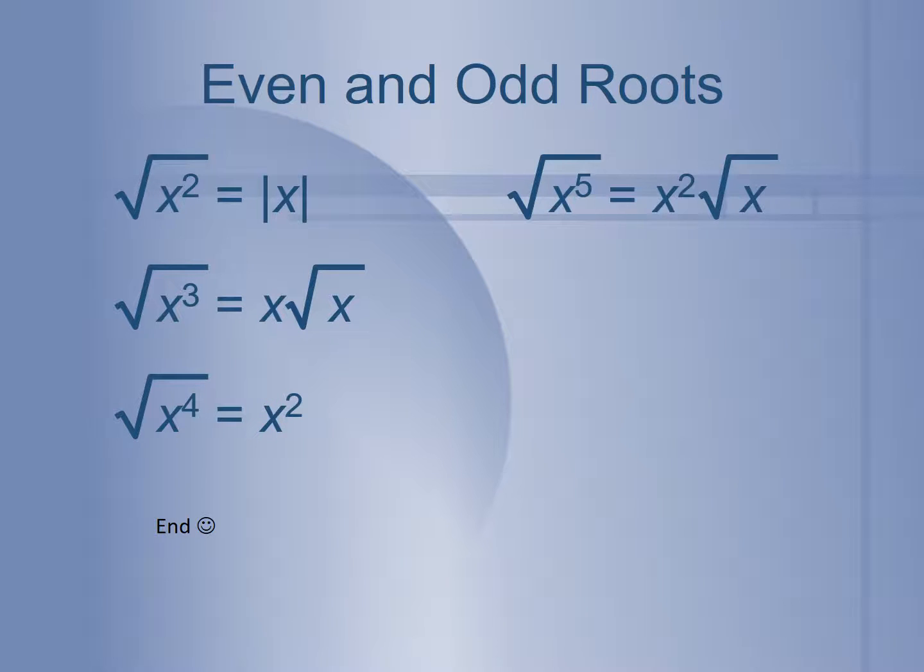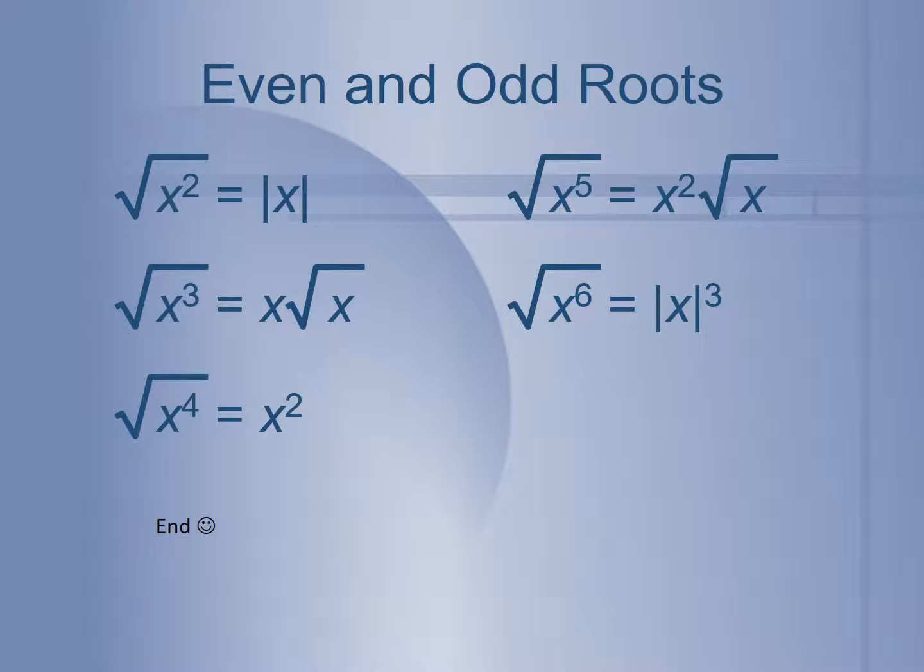And then the square root of x to the 5th becomes x squared times the square root of x, because x to the 5th has the x to the 4th, whose square root is x squared. And so that's how we know this is x squared, leaving you just the square root of x.